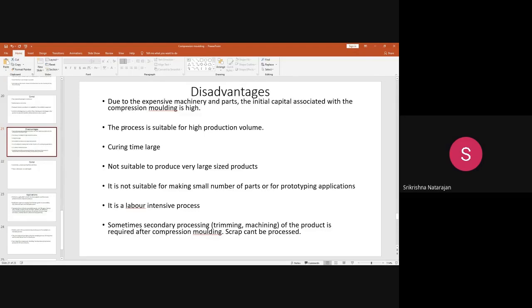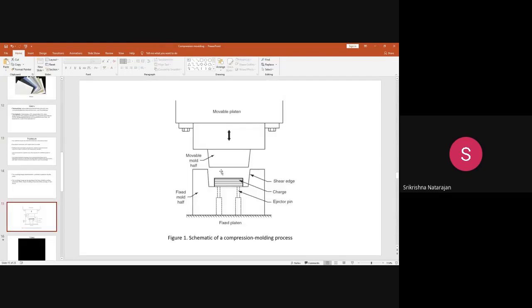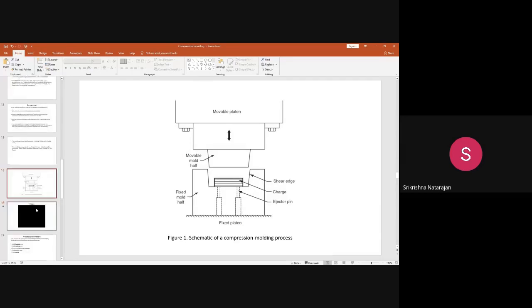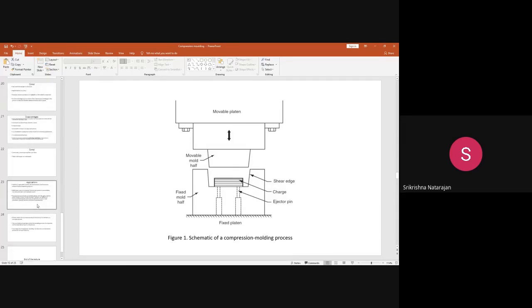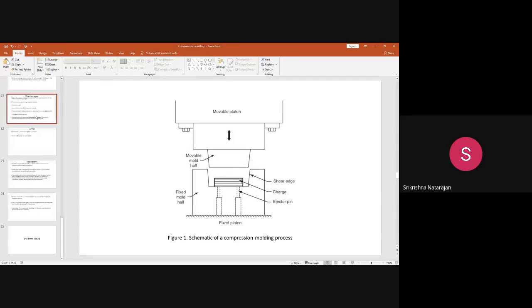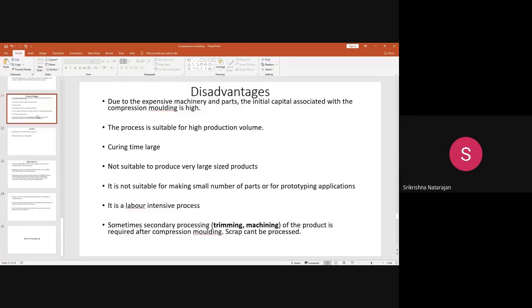Another disadvantage is it involves some secondary processing. What is that secondary processing? Trimming and machining. For example, the resin which is coming out at the side because of the melting has to be cut to the required size. So the trimming operation and the machining operations are also involved in this.